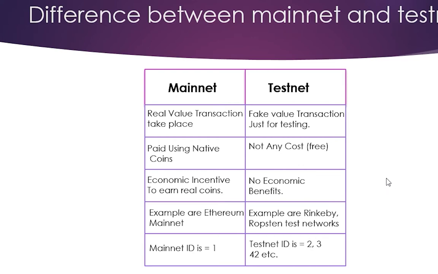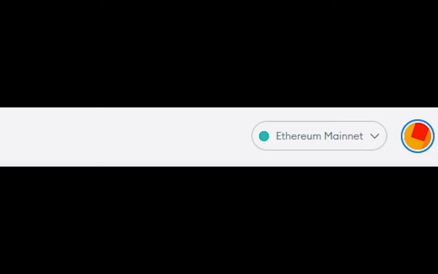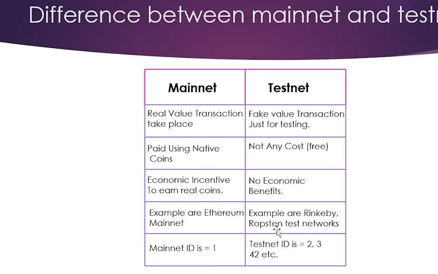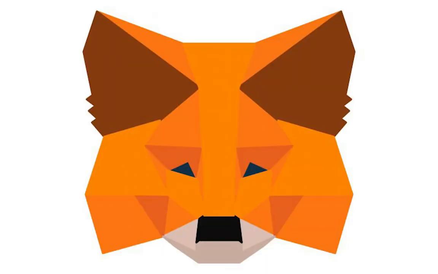That will be only for testing purposes and mostly used by developers to test their smart contracts. Are they working fine or not? If it is working fine, then they will deploy it on the main network. Just like that, simple. And the fourth point is examples. The Ethereum mainnet is an example of the main network, and examples of testnets are the Rinkeby and Ropsten networks. I will show you these mainnet and test networks in the next video on MetaMask.